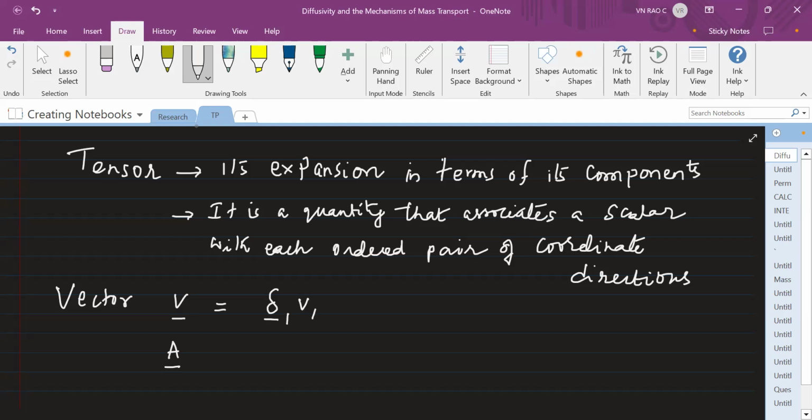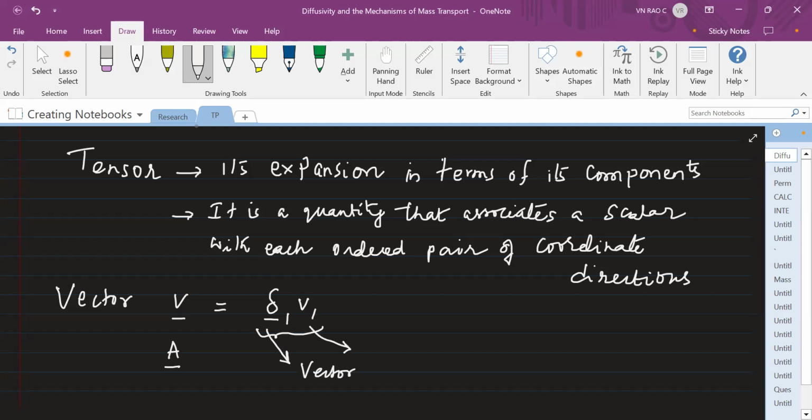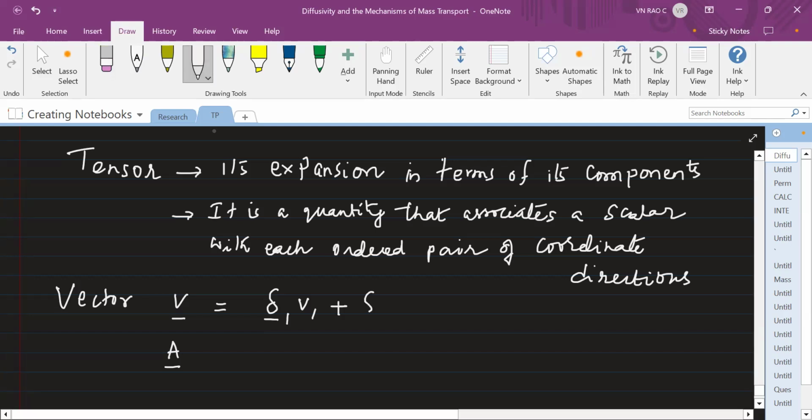So there are two things. One is delta 1, that is Kronecker delta, which is a vector quantity. We often call it a unit vector. And v1 is the component of the vector v in direction 1. So this is a scalar quantity, right? This is a scalar quantity. So this is the notion.